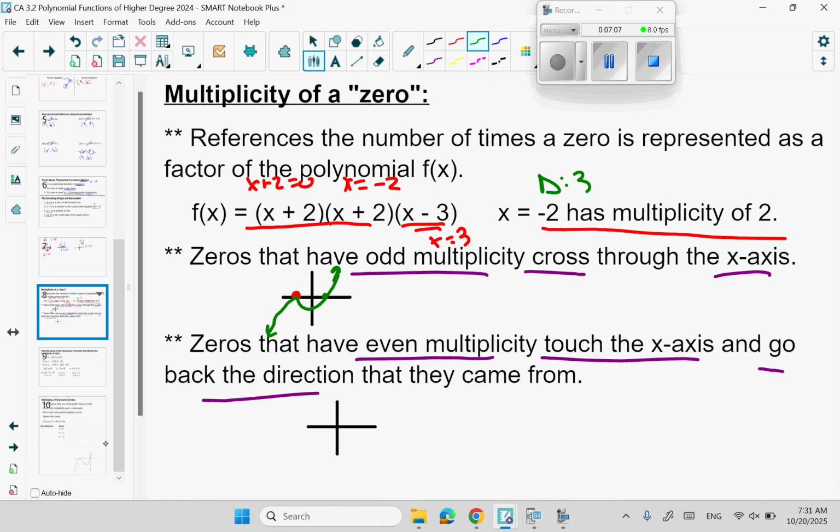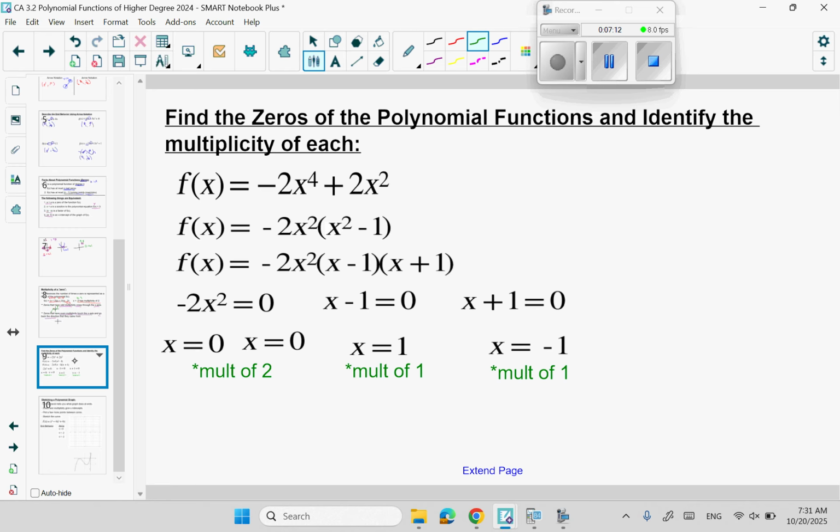Now, interestingly enough, let's talk about finding these zeros. Let's say I'm given the binomial right here. The first thing we can do is factor. So I took out negative 2x squared, and I'm left with x squared minus 1. X squared minus 1 can be factored again into x plus 1, x minus 1, and I could find each of those zeros to be 1 and negative 1.